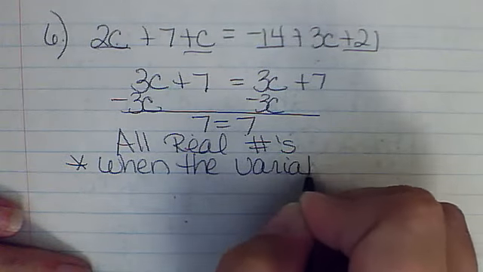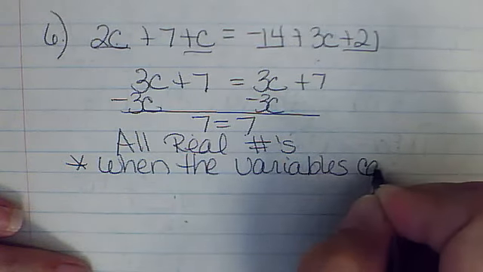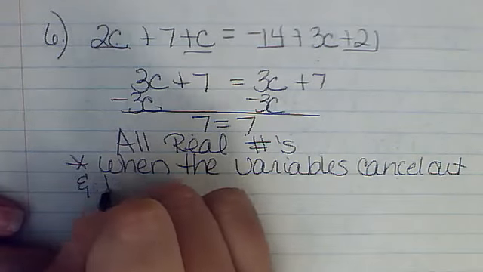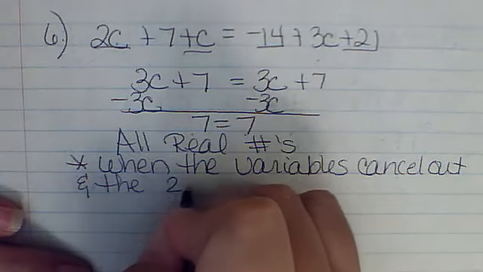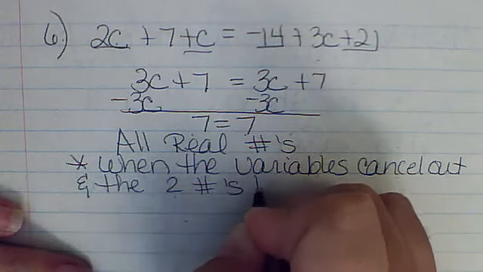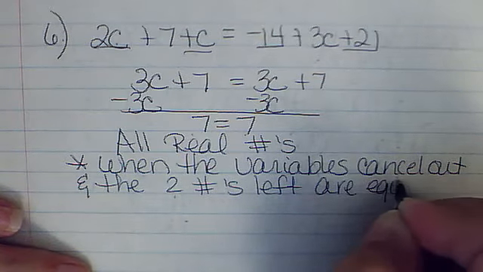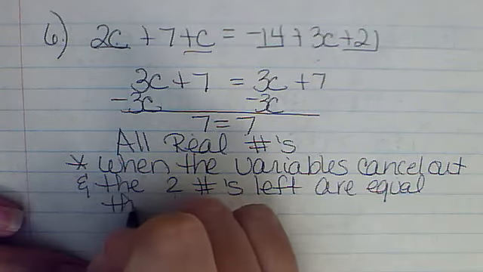When the variables cancel, and the two numbers left are equal, then the answer is all real numbers.